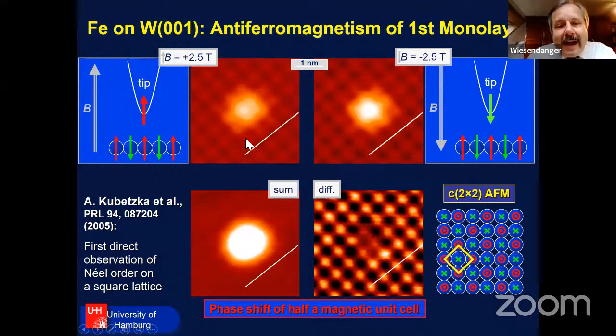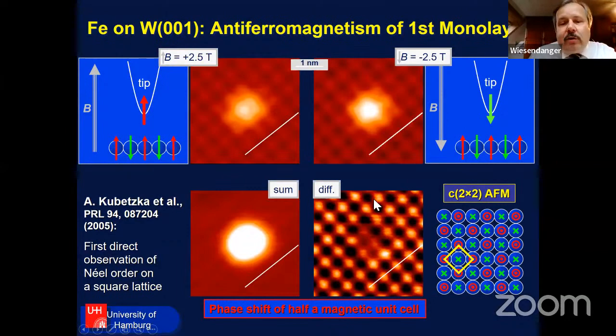If that were a structural reconstruction, it would just be the opposite. The sum image would show, of course, this superstructure more clearly, and the difference image would give you just 0, no contrast. So this is the rigorous proof that we have here for the first time observed Néel order on a square lattice in atomic scale dimensions.